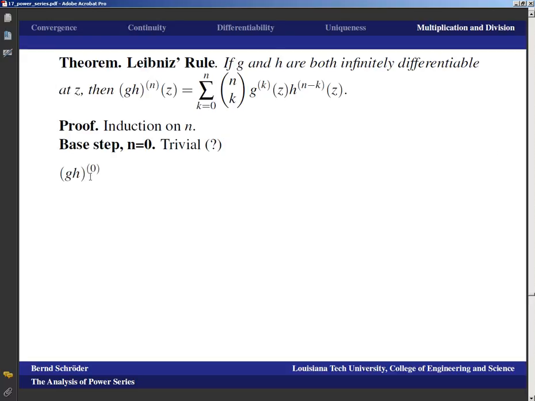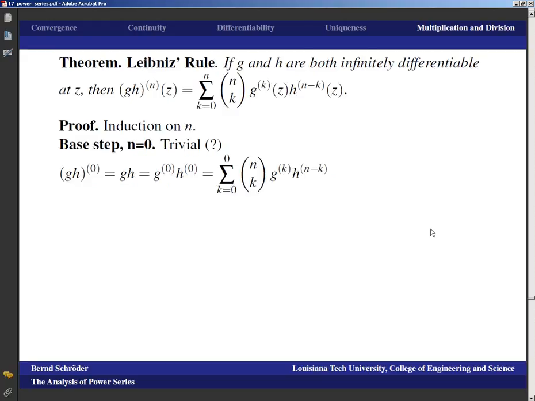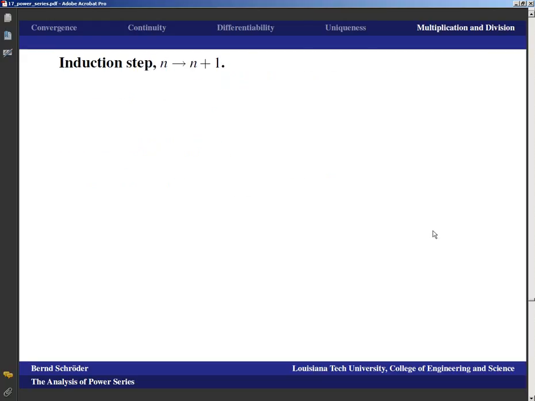The 0th derivative of gh at z is just gh, and that's the 0th derivative of g times the 0th derivative of h. And that is the sum k equals 0 to 0, 0 choose 0 is 1, times the 0th derivative of g, times the 0th derivative of h. So that means that that really does work out. And now we can do the induction step.